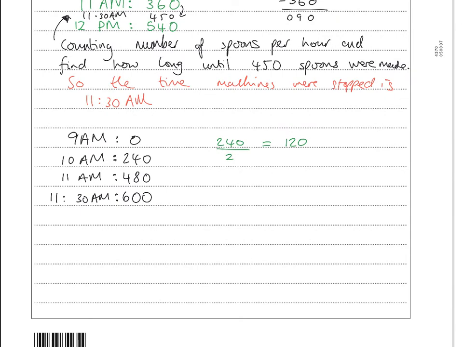Okay, so I'm just going to explain where that's come from. So I'm going to say in 2.5 hours, 600 forks were produced.